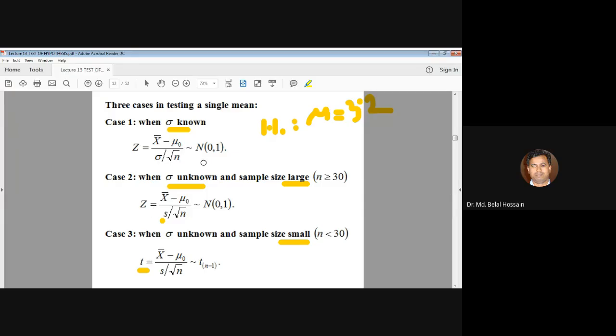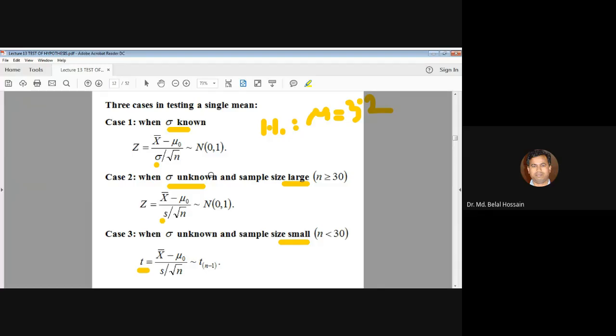But based on the problem given, you have to identify whether sigma is given or S is given. S is the sample standard deviation, sigma is the population standard deviation. So based on the problem in the text, you have to identify what is x bar, what is sigma or S, sample size, and what is the hypothesis they're going to test. So put the values there and calculate the Z value. When we get the Z value, we call it the Z calculated value.